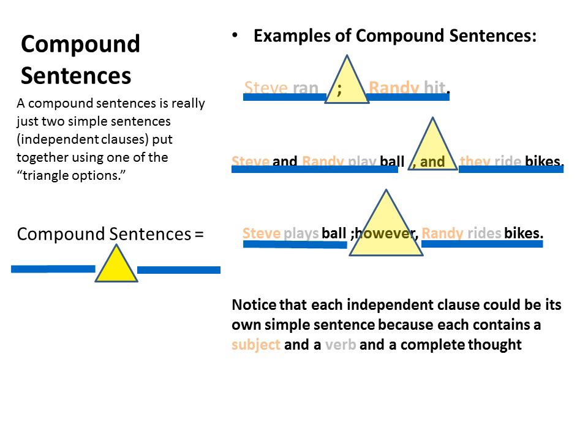Once you have a simple sentence well in hand, a compound sentence is just two simple sentences put together. We have two independent clauses, and we're going to select one of the triangle options to put those two independent clauses together. On this side of the slide, you can see several examples using each of the three options. Make sure that you notice that each independent clause could be its own simple sentence because each contains a subject and a verb and a complete thought.